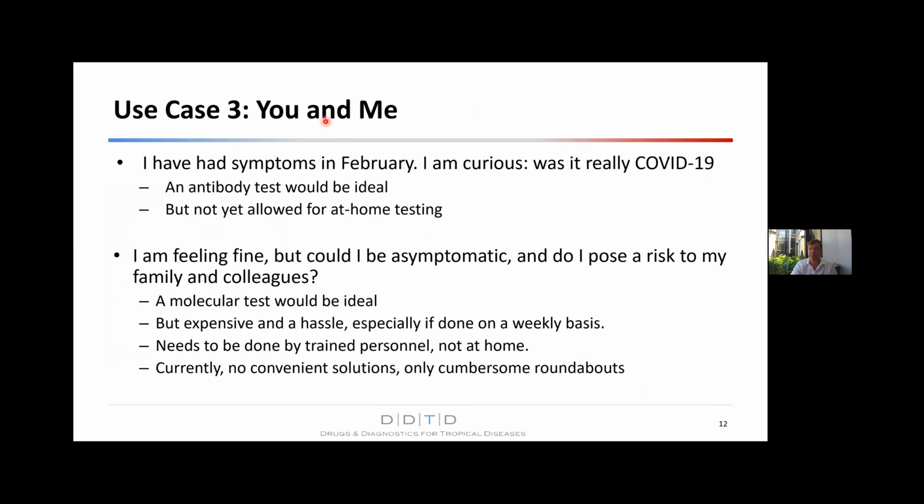Then a third use case is just you and I. So for instance, I've had symptoms in February. I'm curious, was it really COVID-19? Well, for that, an antibody test would be ideal. The problem is that they're not yet allowed for at-home testing.